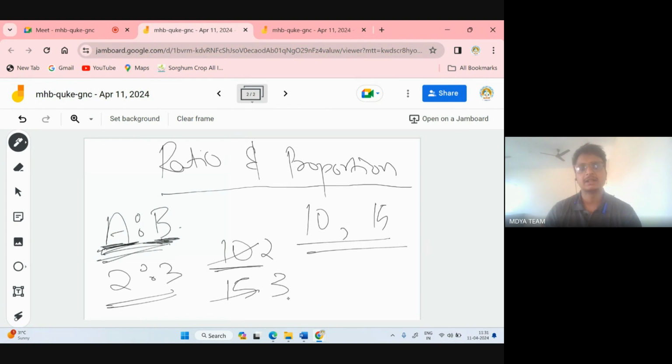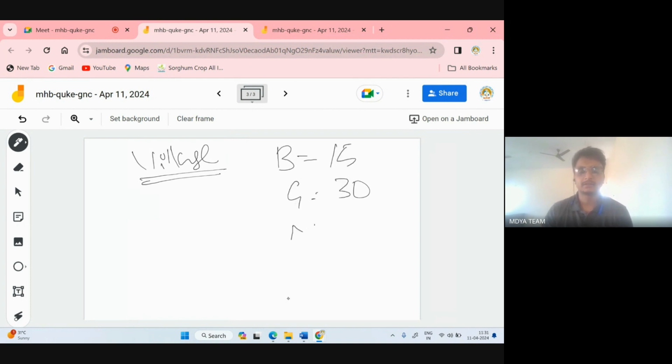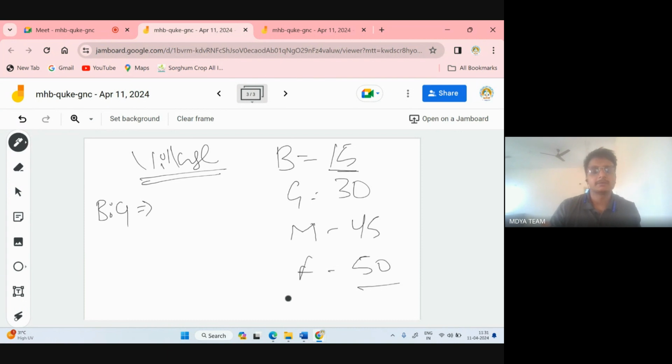Very simple. Again, in a village, boys are 15, girls are 30, males are 45, females are 50. So what is the ratio of boys to girls? Just write the number of boys first, because boys is written first here.